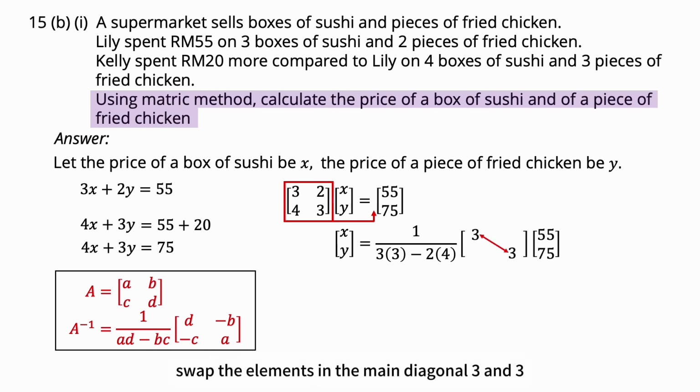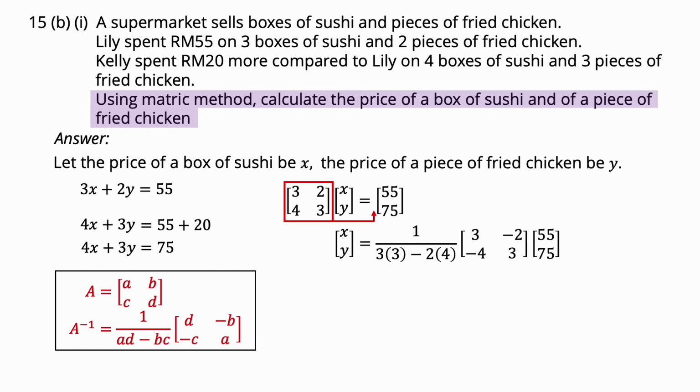Swap the elements in the main diagonal, 3 and 3, and put negatives in front of 2 and 4. Minus 2 and minus 4. We have the determinant 9 minus 8 equals 1.